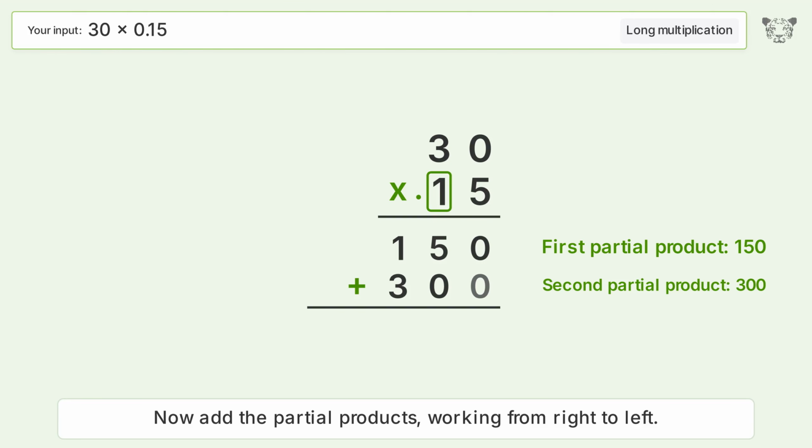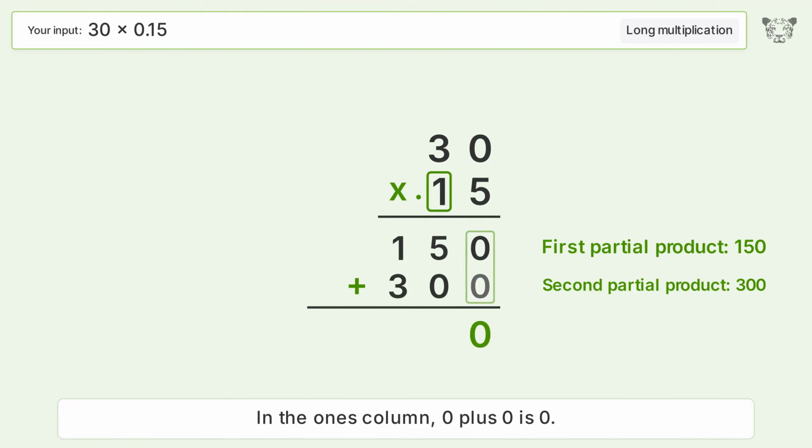Now add the partial products, working from right to left. In the ones column, 0 plus 0 is 0. In the tens column, 5 plus 0 is 5. In the hundreds column, 1 plus 3 is 4. The product of the whole numbers is 450.